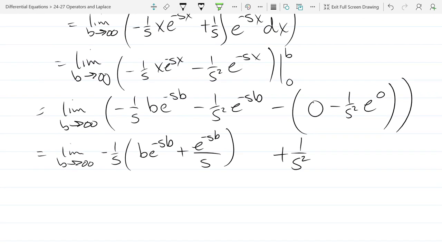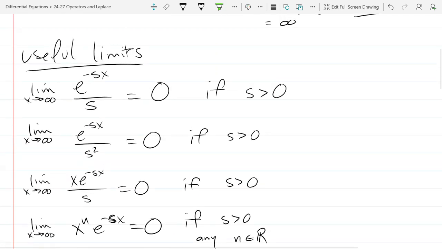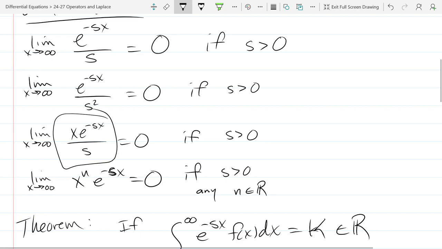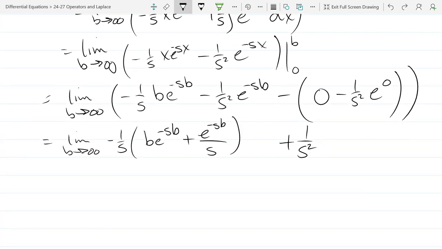So what are these limits going to be? The first one is 0, and that comes from up here, this guy. Now, if you don't have this on your cheat sheet, how would you go about showing that the first limit is 0 if you had to do it by hand? It's a little weird because b is our variable, so that seems a little strange. You do look at L'Hopital's rule, but you have to write it like this first. It was infinity over infinity, and then you would use L'Hopital's rule, derivative of the top over derivative of the bottom. So if you didn't have that identity, you'd have to use L'Hopital's rule here.